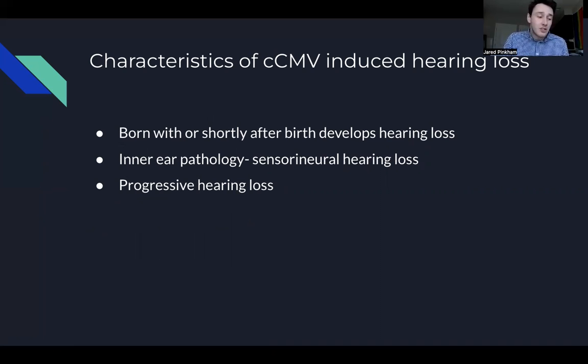This is an inner ear pathology, as we mentioned before. It's a sensorineural hearing loss. So if you see that a baby has a sensorineural hearing loss, it might be an indication of CMV. And most importantly, this is a progressive hearing loss. A baby who is born with a sensorineural hearing loss at birth, it could be at a mild to moderate level and then progress to severe or profound. Or they could have perfectly normal hearing at birth and be within typical limits. And as they age, it gets worse.